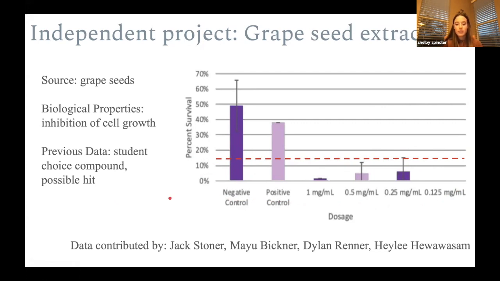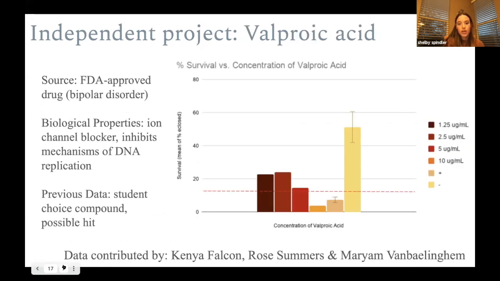So these results kind of emphasize the promise of some natural compounds as potential chemotherapies that, like I said earlier, they don't have to be as harmful to the patient, but they can still be just as effective in killing the tumor. So on a different kind of note, this is Valproic Acid.